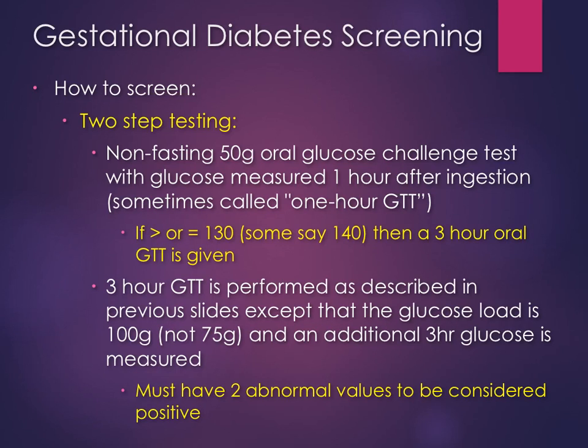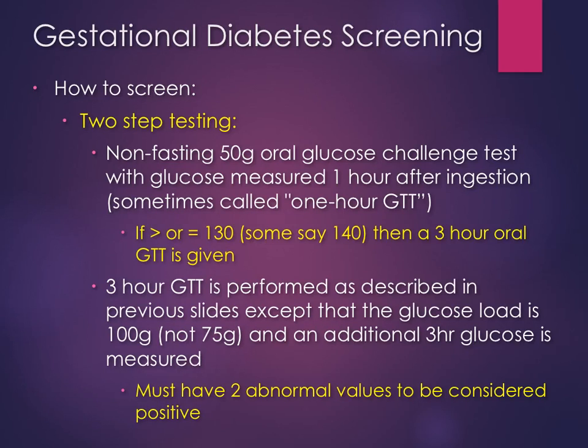Here's how the screening process works. It's a 2-step approach. First, you're going to administer to a non-fasting patient 50 grams of oral glucose. All right? This is going to be done, and then the glucose is going to be measured 1 hour after ingestion, commonly called a 1-hour GTT, or glucose tolerance test. If the serum glucose is greater than or equal to 130, then a 3-hour oral GTT is given.